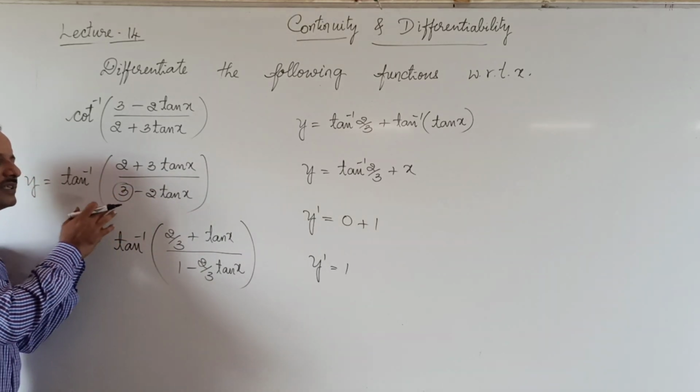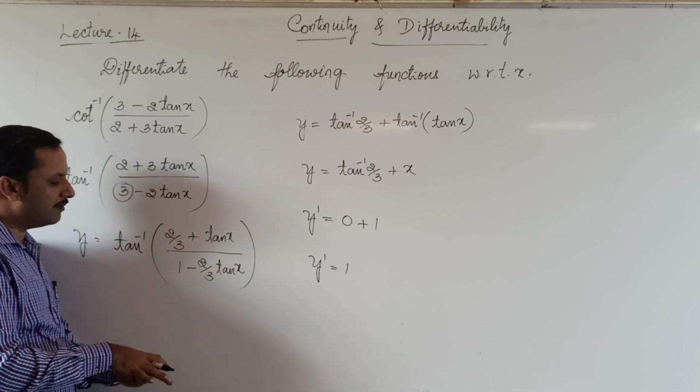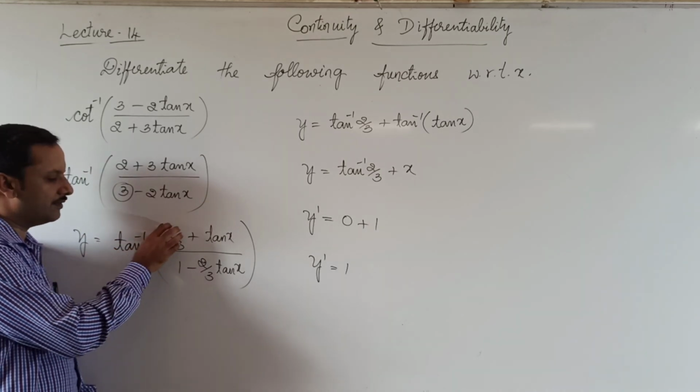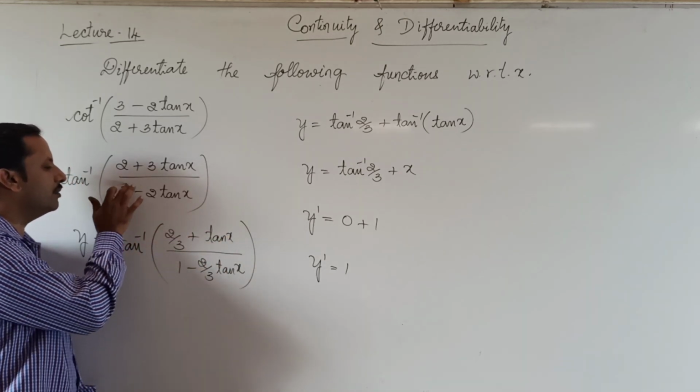How can I make this term as 1? I can make this term as 1 if I divide by 3. Okay? So when I divide by 3, this is what we have got, sine inverse of x plus y divided by 1 minus xy. So keep in mind that we have to make this as 1.